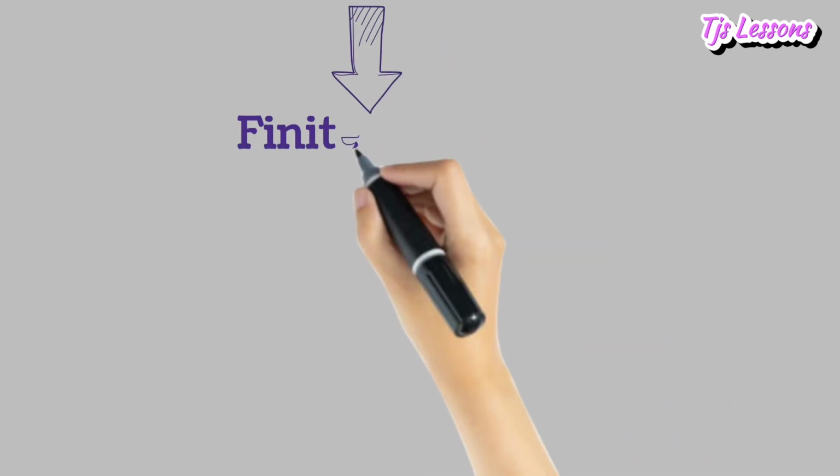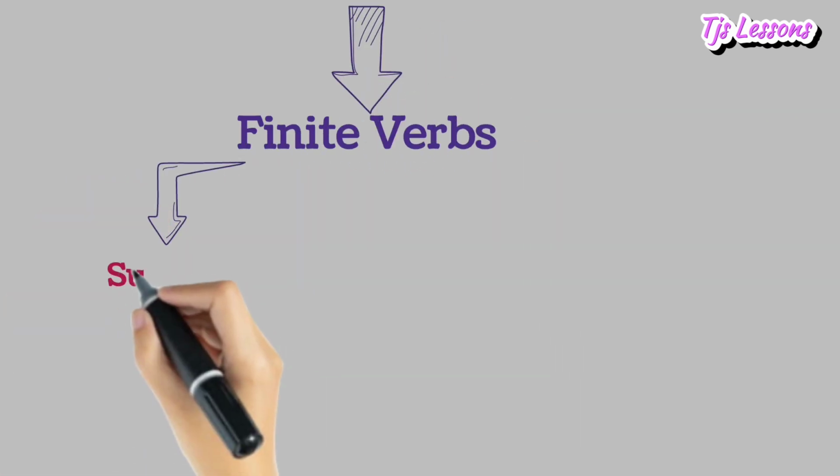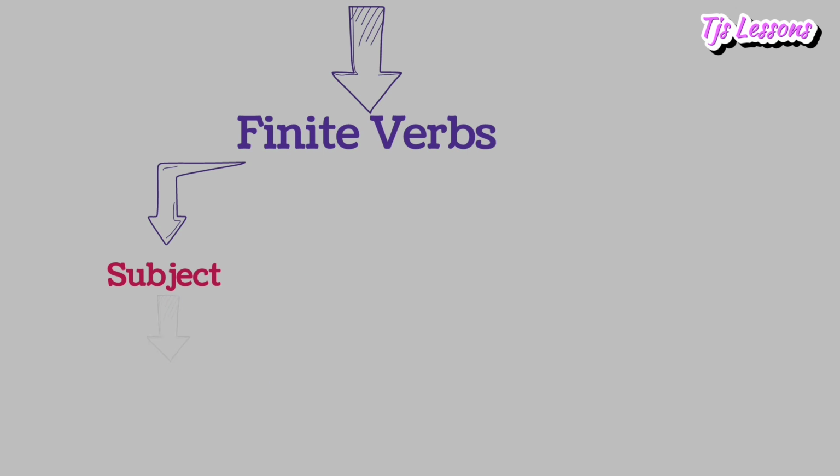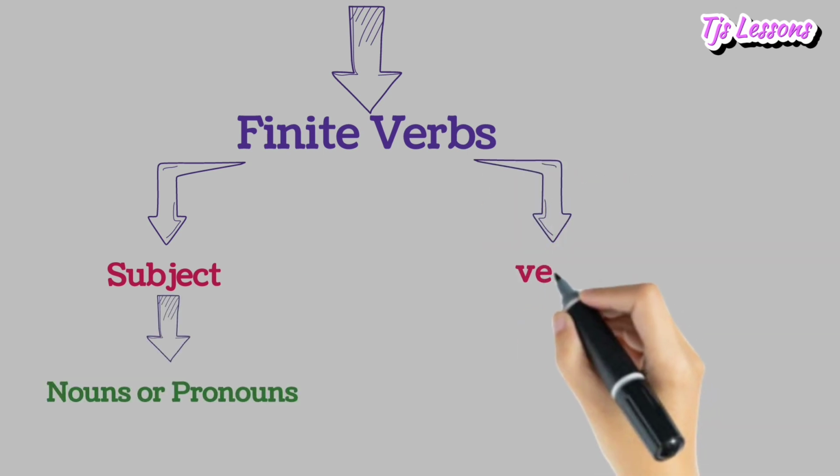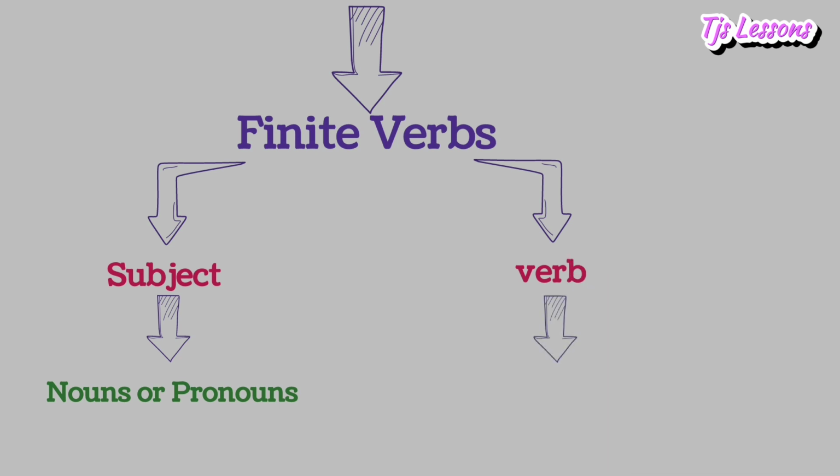This flowchart explains the formation of finite verbs. Subject includes nouns and pronouns. While the action or main verbs always agree with the number of the subject in sentences, you can draw this chart too for memorization of the subject-verb agreement rule.